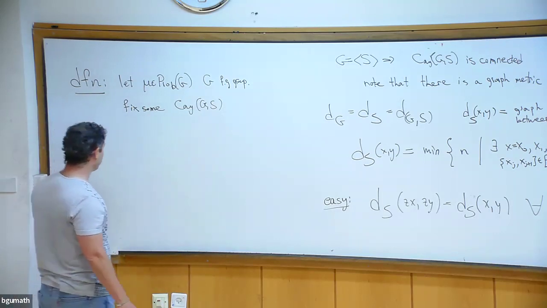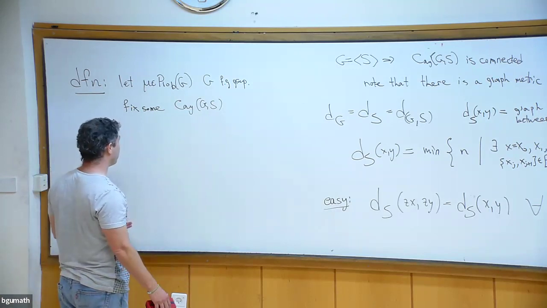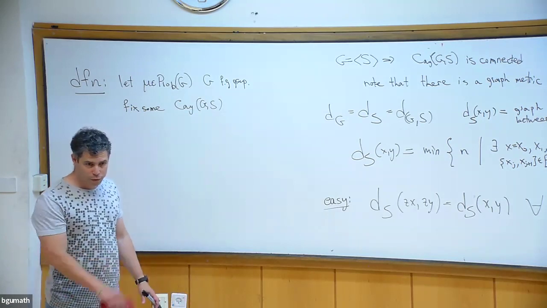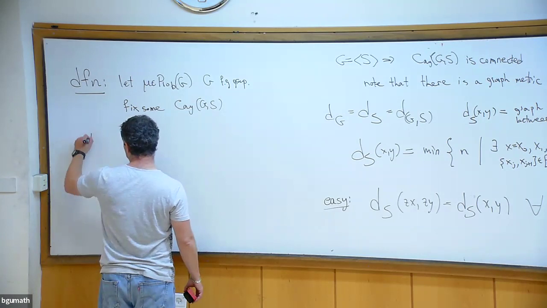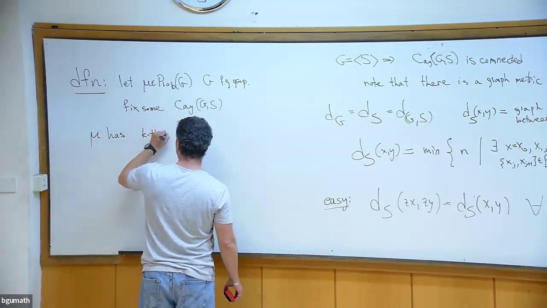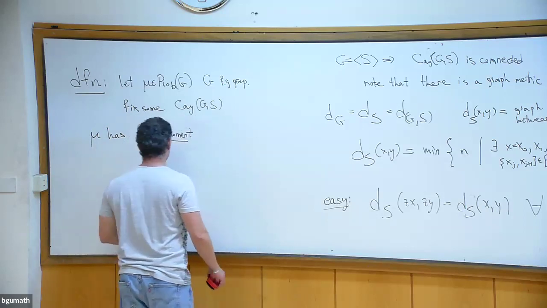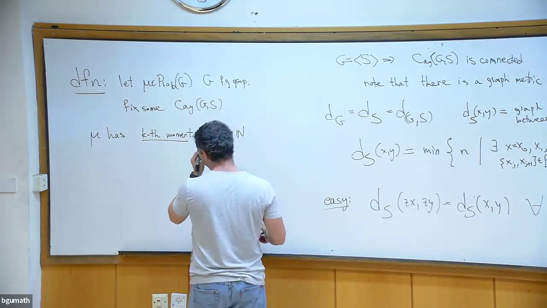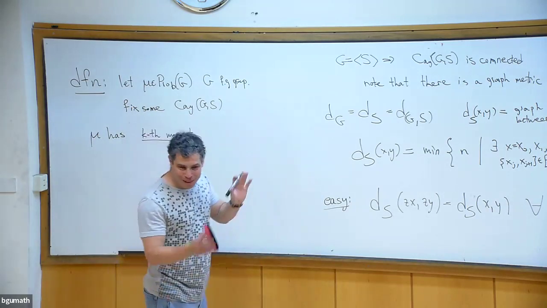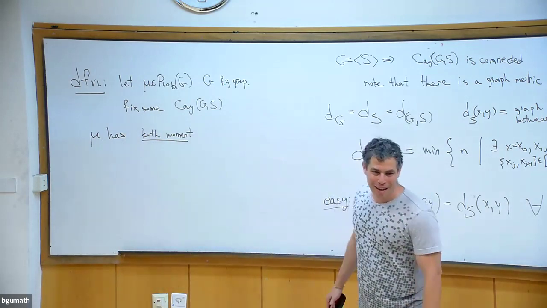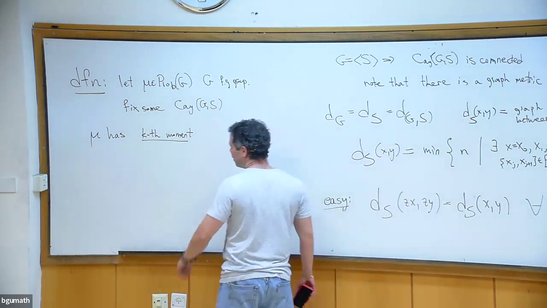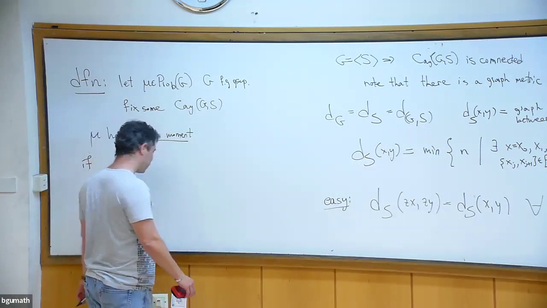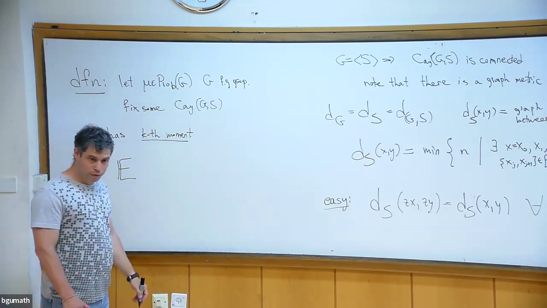Okay, so definition. Fix a Cayley graph. We said what it means for mu to be symmetric. That has nothing to do with S. We said what it means for mu to be adapted. That also doesn't have anything to do with S, just the support of mu. And now I want to define: mu has a kth moment, where k could be any real number, but we'll only think of positive integers at best. So mu has a kth moment if we can take the expectation according to mu.